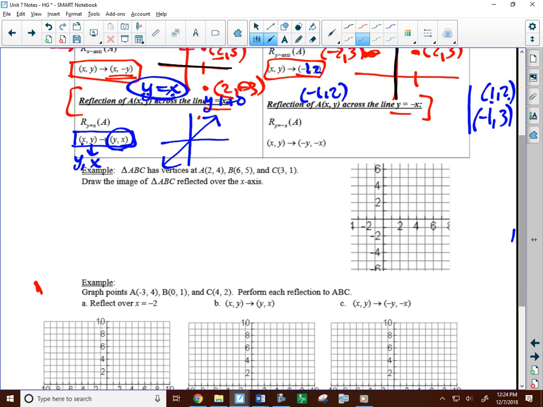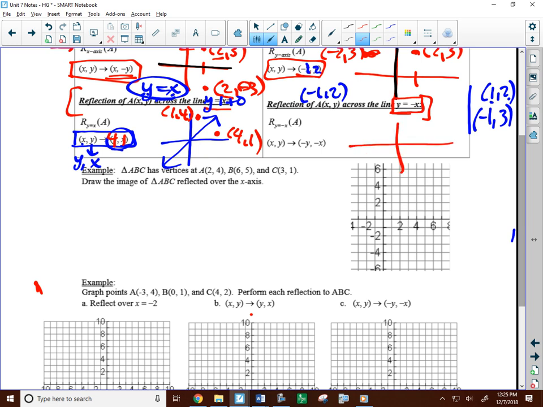I'm going to choose the point 1, 4. If I choose that point, my new reflected point would be interchanged, 4, 1. And again, if you're a rule person, then you would just say, all right, 1, 4, I put x in there and 4 in there is the y. I'll tell you what to do if you're a graphical person, but we're going to do this one down here.